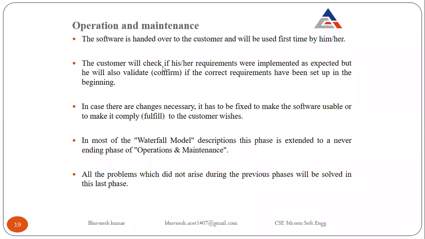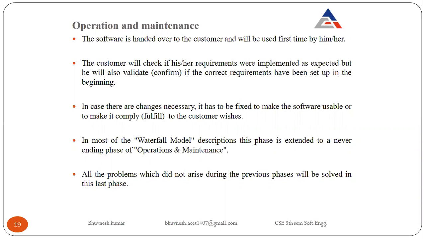The customer will check if his or her requirements are implemented as expected, but he will also validate. Validate means he will check whether the product is according to the customer requirement or not. That is called validation. In case a change is necessary, it has to be fixed to make the software usable or to make it fulfill the customer's wishes. If there is any change, then the developer will accept that change and maintain the product according to the customer.